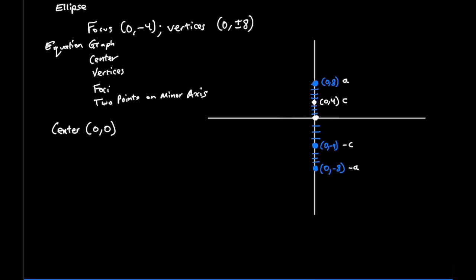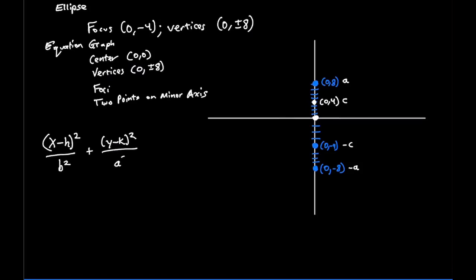We also have to find the equation. So we found the center already. We also know the vertices. They gave us those. And now for the equation. To find the equation, what you want to think about is that it's going to be based off of this, where you have x minus h squared over b squared and y minus k squared over a squared, and that equals 1.